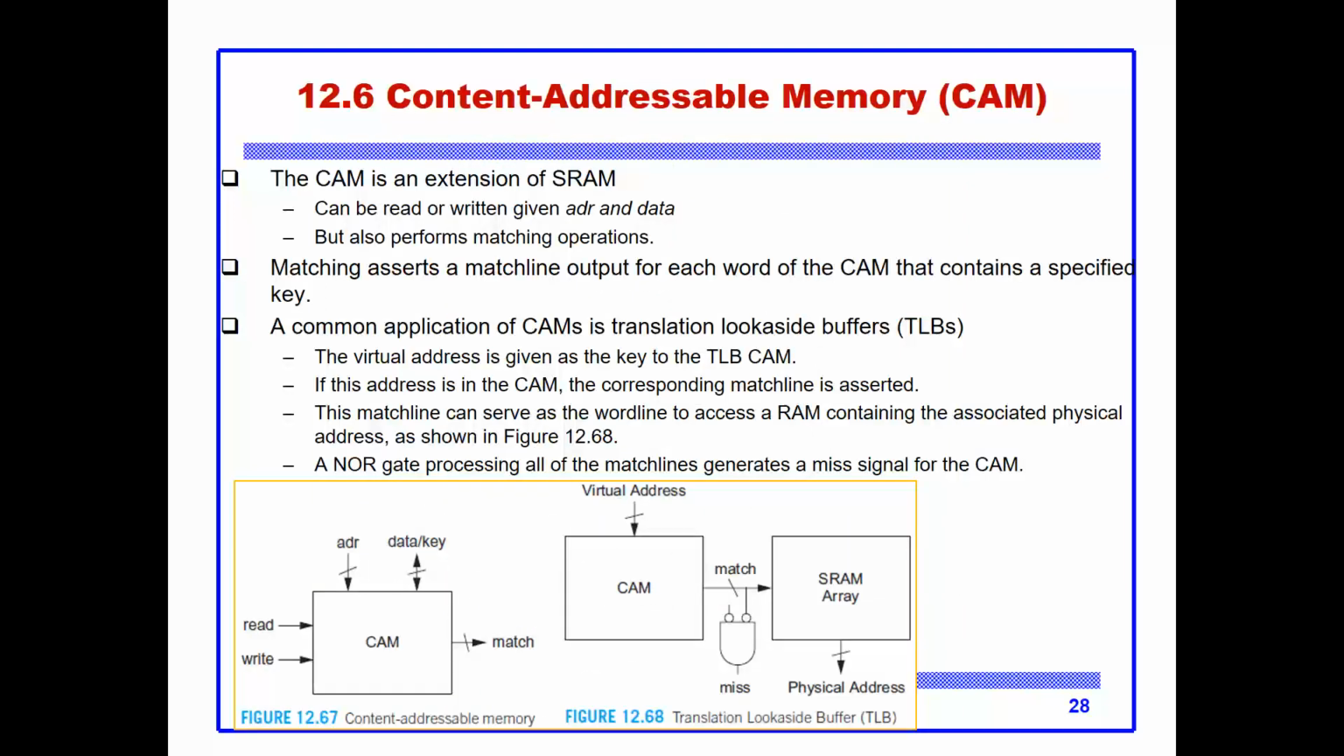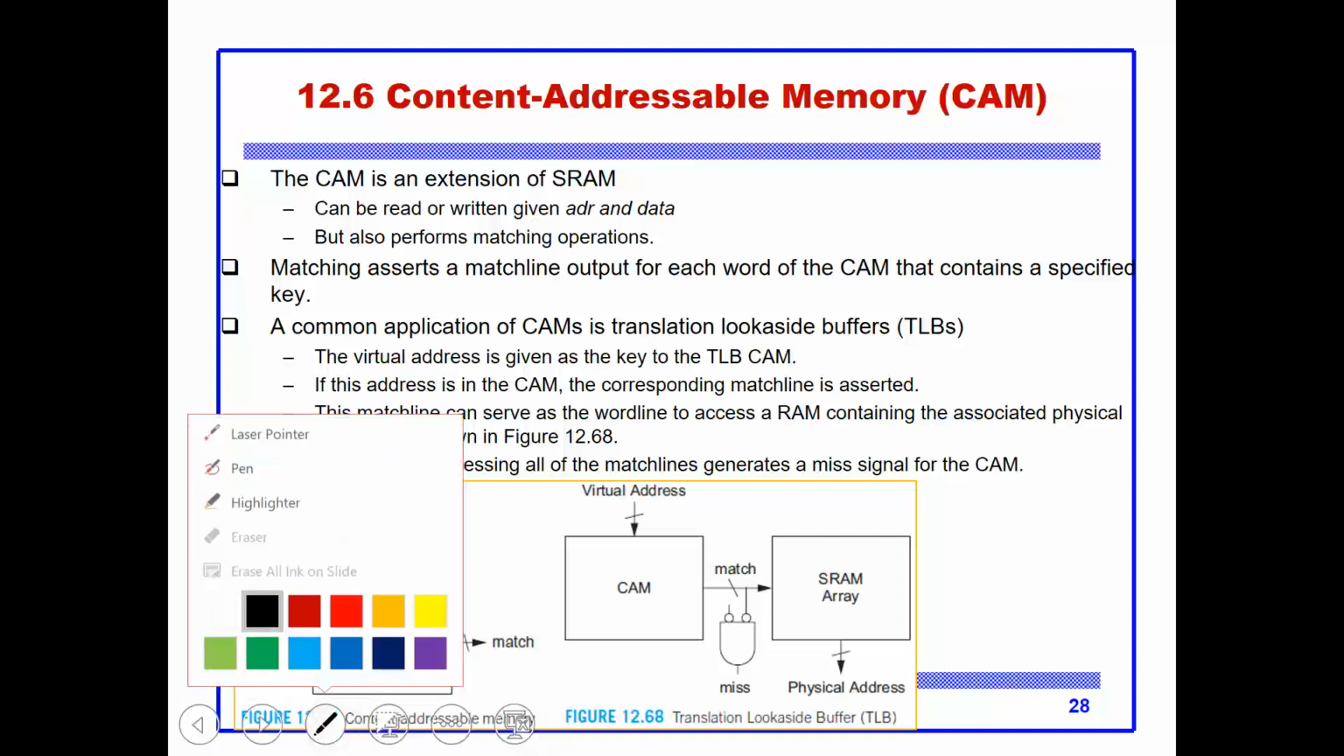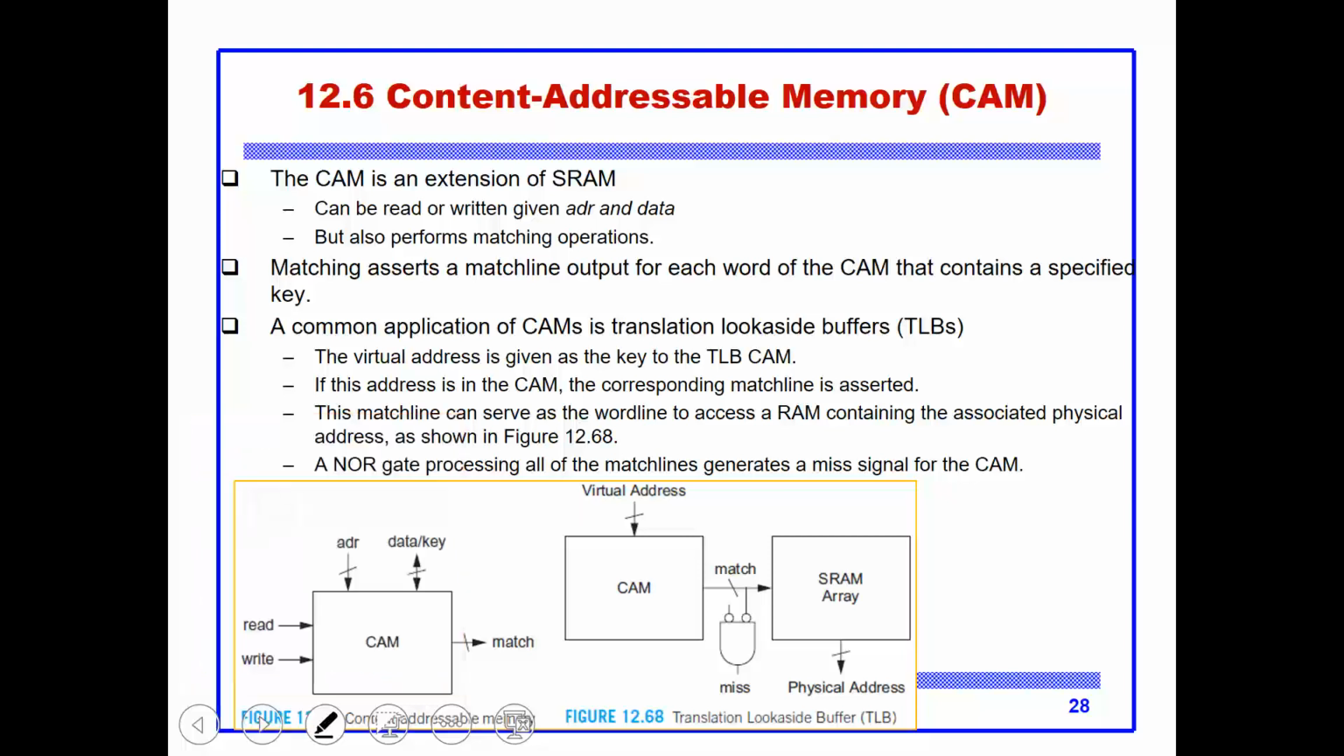The content addressable memory is like any regular memory. It has a read command, a write command, an address, and data, but it has an extra thing, which is a key. And this memory is able to search for the key inside it. It searches for the key in its content.